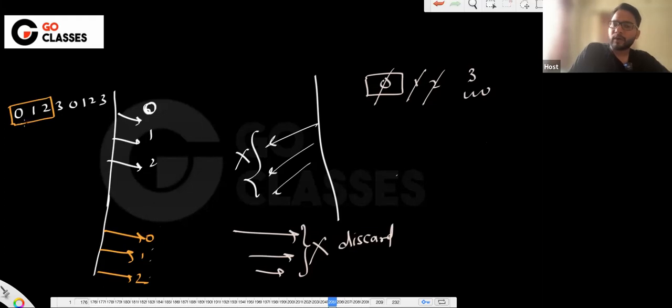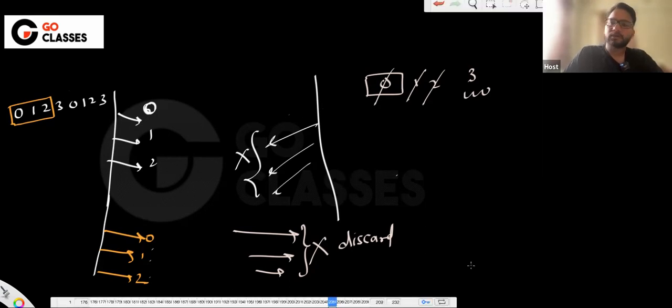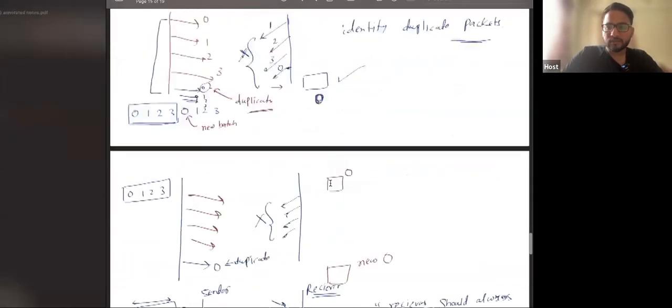So whatever I'm sending now, the receiver should be expecting something new. If I resend them, then the receiver should not be expecting either 0, 1, or 2. The receiver should always be expecting something new. So we have already discussed this.